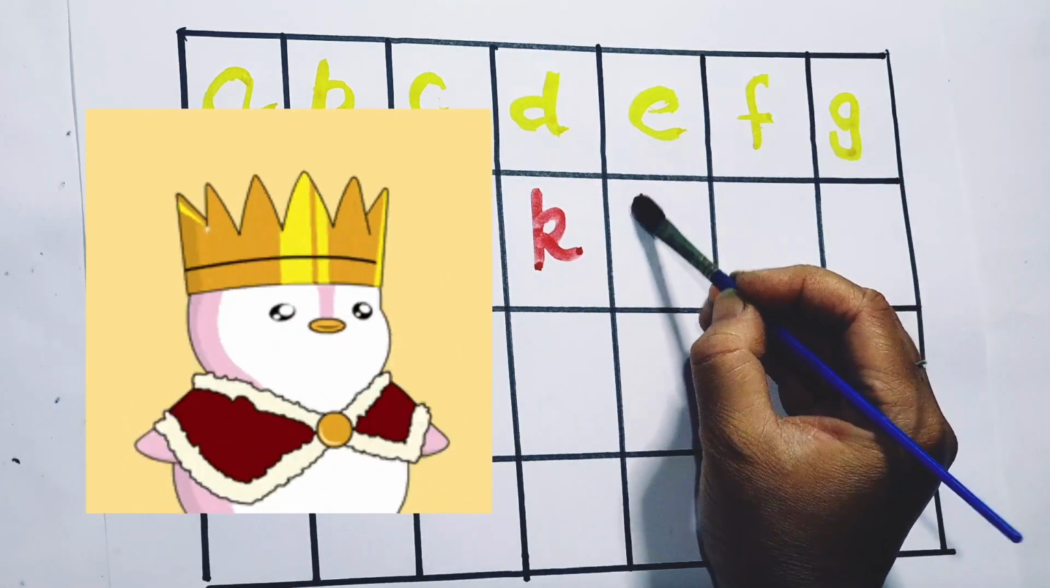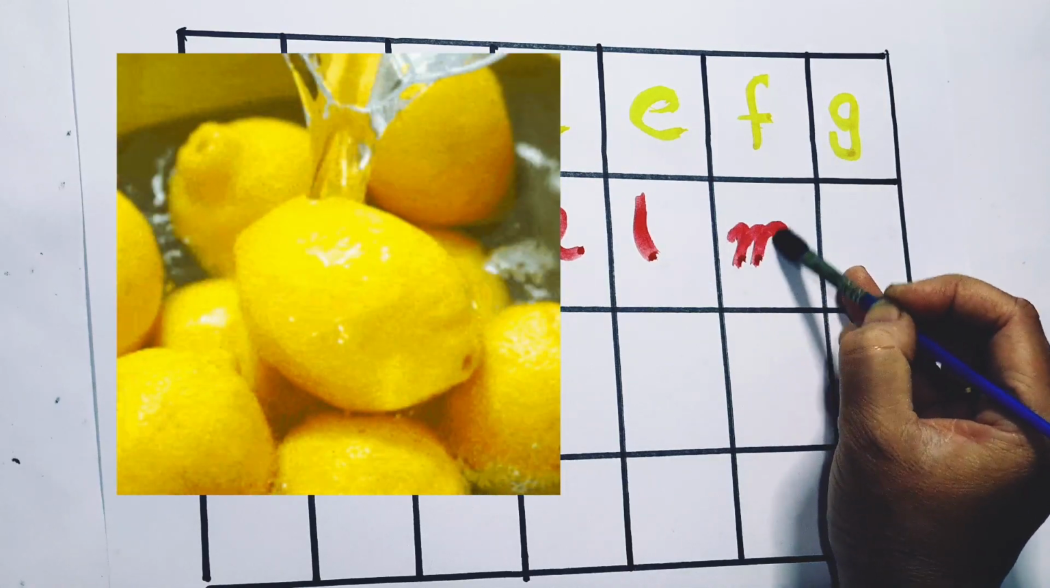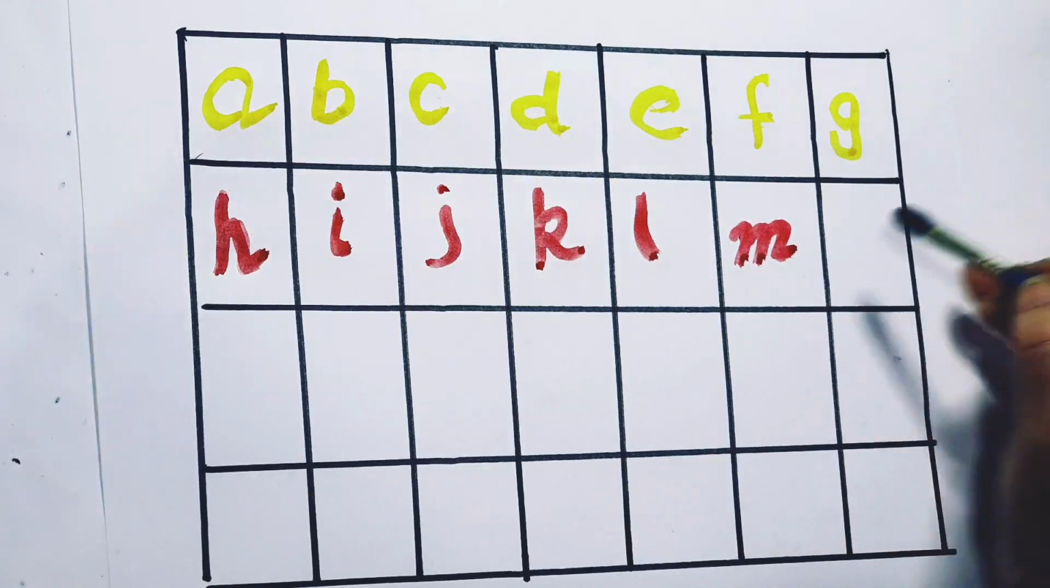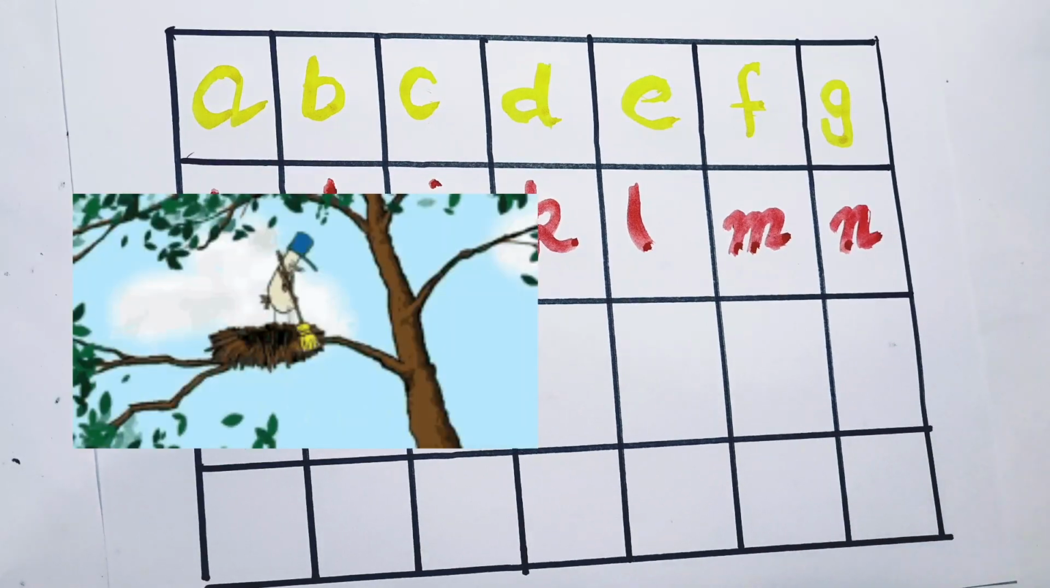K for king. L for lemon. M for mango. N for nest.